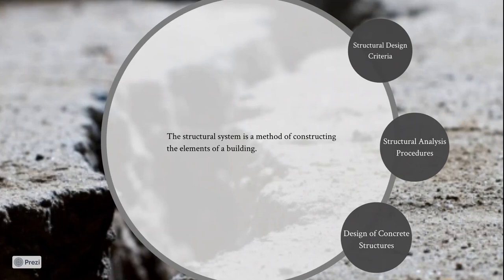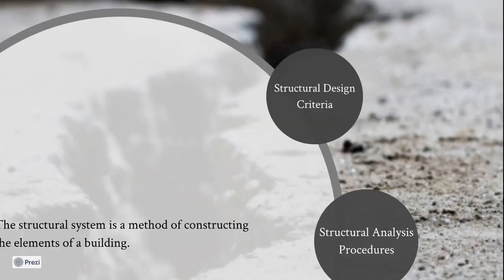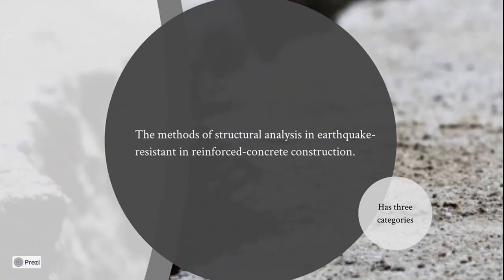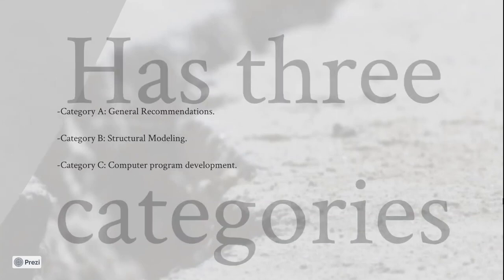Then moving to the structure design criteria, there are several criteria such as the datum, temperature, and the design loads. Moving to the next point, the structure analysis procedure. The method of structure analysis in earthquakes has three categories. Start with category A, which is a general recommendation, which means developing guidelines for a dynamic seismic analysis that the designer can use. Category B, structure modeling, and category C, computer program development.